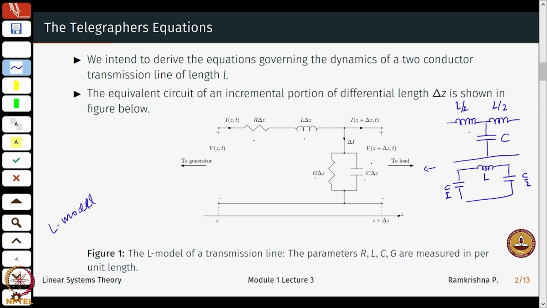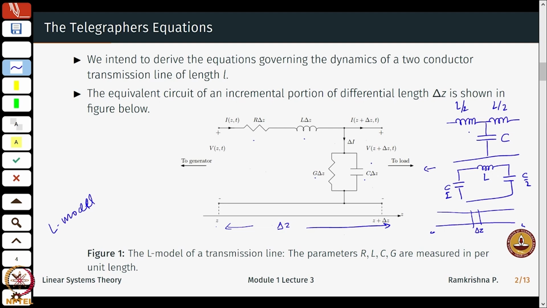Okay, so if I take a small element starting from Z to Z plus delta Z, which means that this entire thing is of length delta Z. If R, L, C and G are measured per unit length in a little element of the transmission line, so this is my entire transmission line starting from 0 to L. I am just interested in a little element here, delta Z, and this little element in this length delta Z looks like this L model. Okay, so what will be the R for this element delta Z? It will be R times delta Z. Similarly with L, G the conductance and C the capacitance, right.